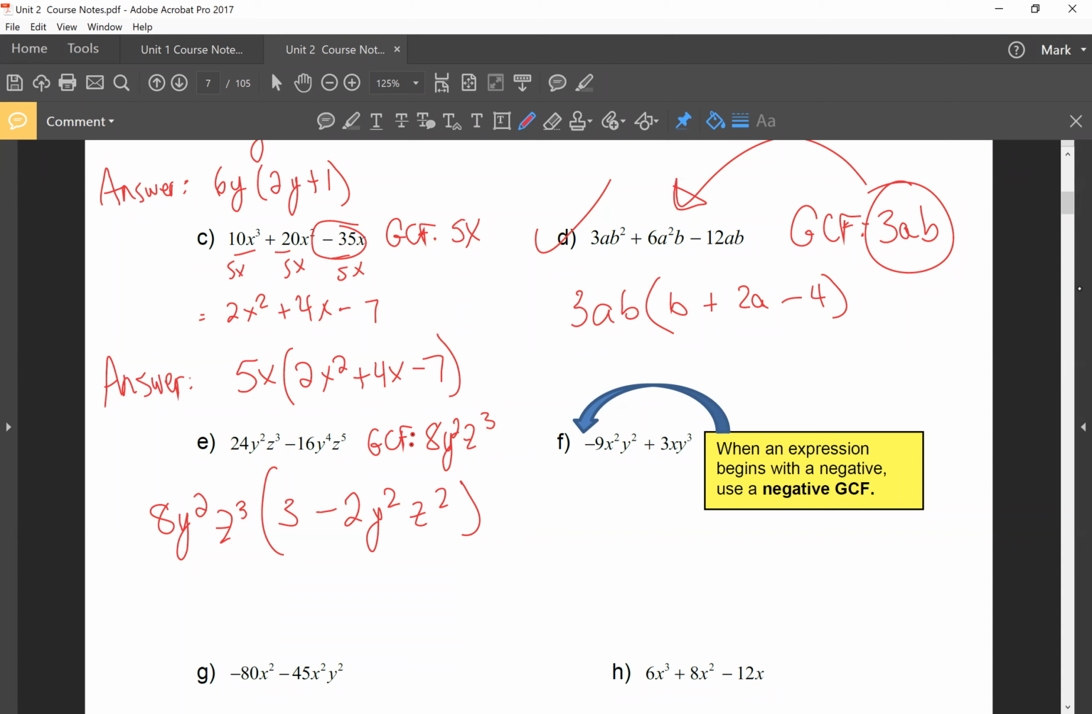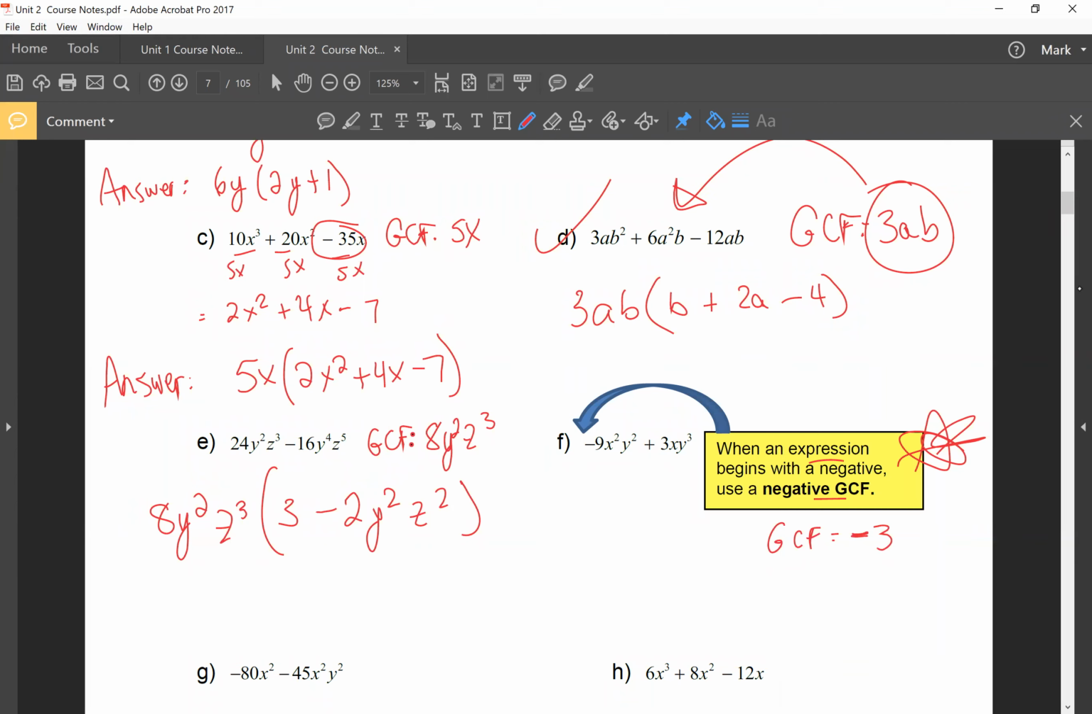I don't agree with this here, but anyways, you don't have to do this. It says when an expression begins with a negative, use a negative GCF. You don't actually have to do this, in my personal opinion. However, it's not wrong to try. I don't know why it tells you to do this, but anyways, we could remove a -3 here.